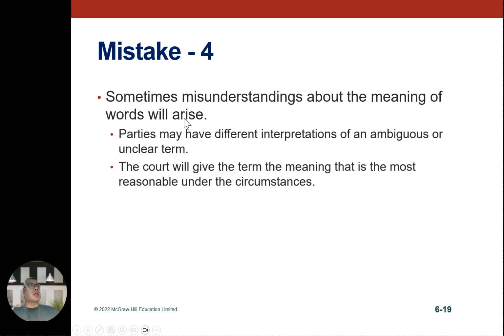Mistake number 4: sometimes a misunderstanding about meaning will arise. Parties may have different interpretations of an ambiguous or unclear term. The court will give the term the meaning that is the most reasonable under the circumstances. That's the key part.